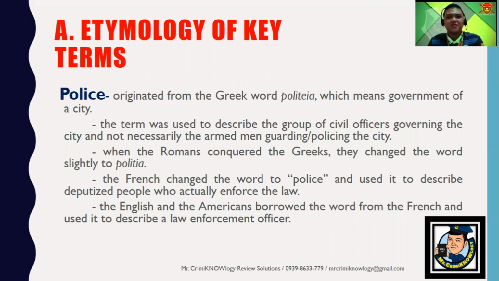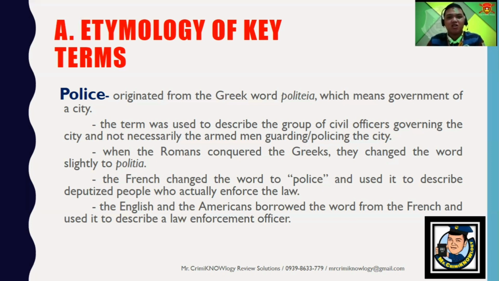So they are the group of people in charge of keeping the city, and it is not necessary for them to be armed. They can be unarmed, but they are an organized body of men who are tasked to do that function of keeping the city.